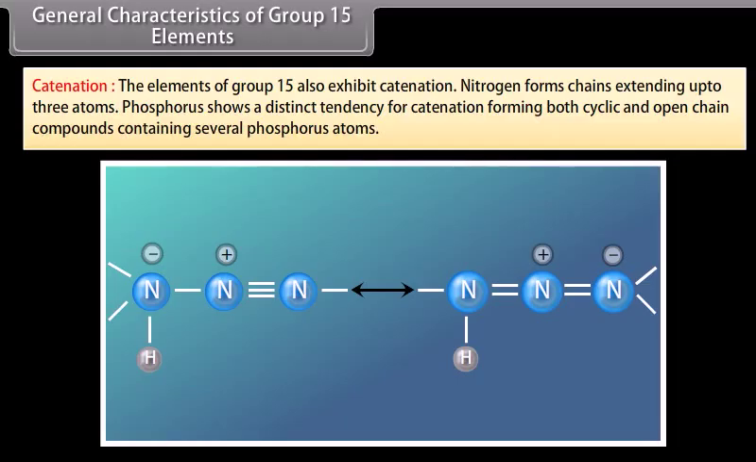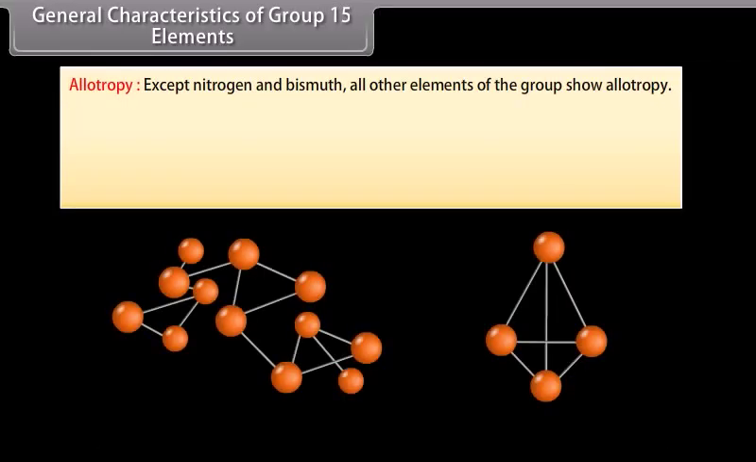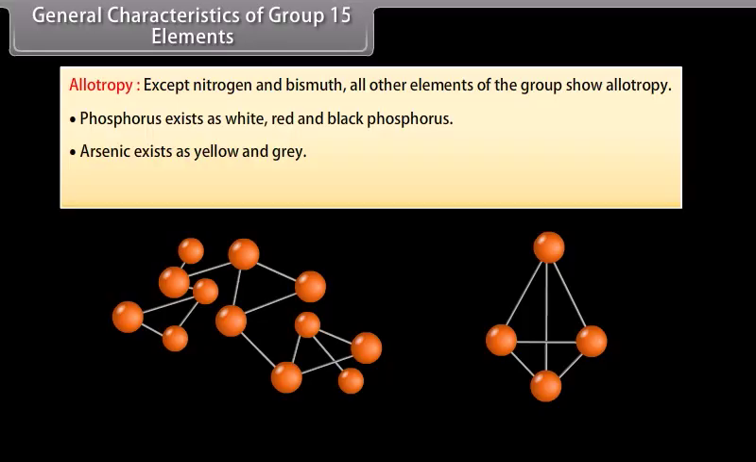Nitrogen forms chains extending up to 3 atoms. Phosphorus shows a distinct tendency for catenation, forming both cyclic and open-chain compounds containing several phosphorus atoms. Allotropy. Except nitrogen and bismuth, all other elements of the group show allotropy. Phosphorus exists as white, red, and black phosphorus. Arsenic exists as yellow and grey. Antimony exists as yellow and grey.